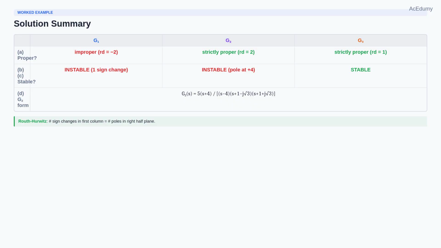Let us recap. We analyzed 3 transfer functions for properness, stability, and the Routh criterion. g1 is improper, with relative degree minus 2, and unstable with one right half-plane pole. g2 is strictly proper with relative degree 2, but unstable due to the pole at positive 4. g3 is strictly proper with relative degree 1 and stable, all poles in the open left half-plane. And the pole zero form of g2: numerator zero at minus 4, denominator poles at positive 4 and minus 1 plus or minus j root 3. 4 parts done. Routh-Hurwitz analysis complete.